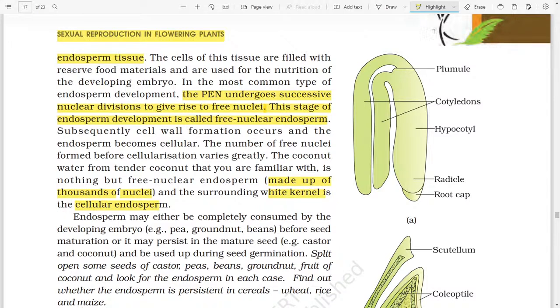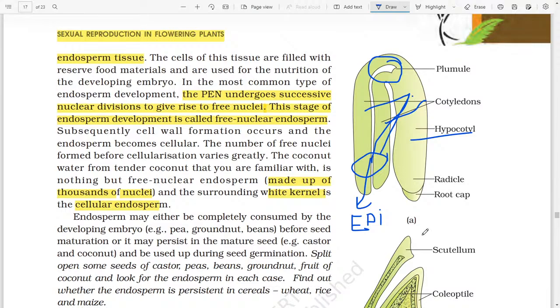This is the plumule, two cotyledons, hypocotyl. This is also known as the epicotyl.